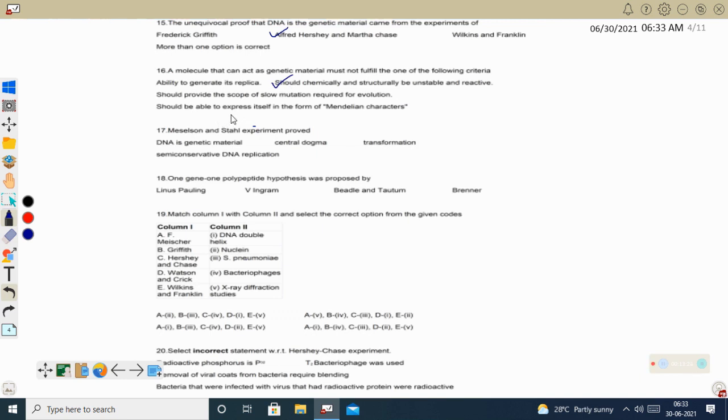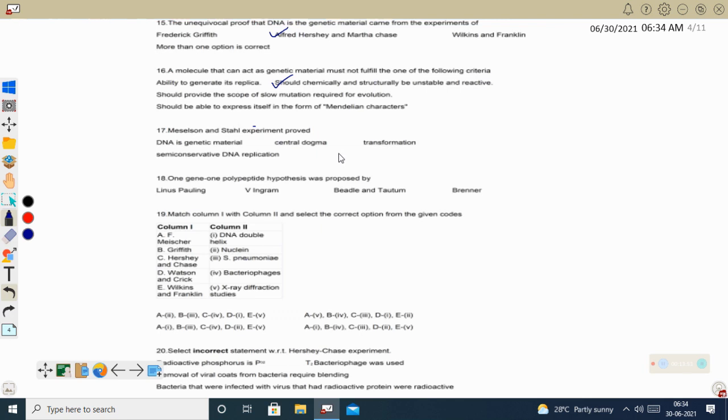Should provide the scope of slow mutation required for evolution. This should be there. It should be able to express itself in the form of Mendelian characters. That also should be there. So here the correct option, the criterion which should not be obeyed, is that it should be chemically and structurally unstable and reactive. Next question, Meselson and Stahl experiment proved.